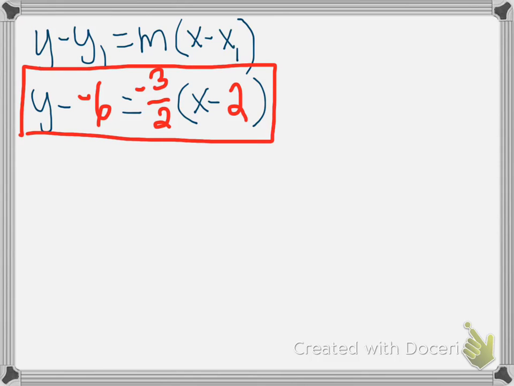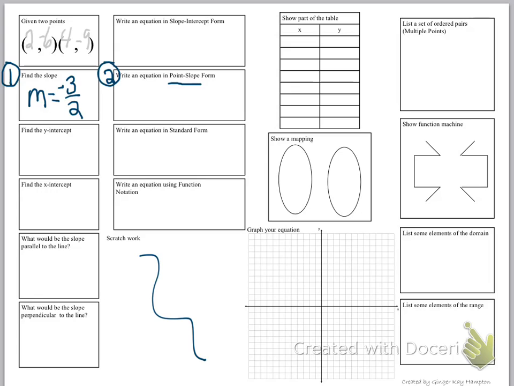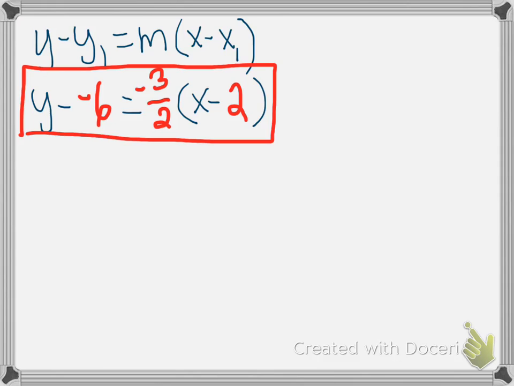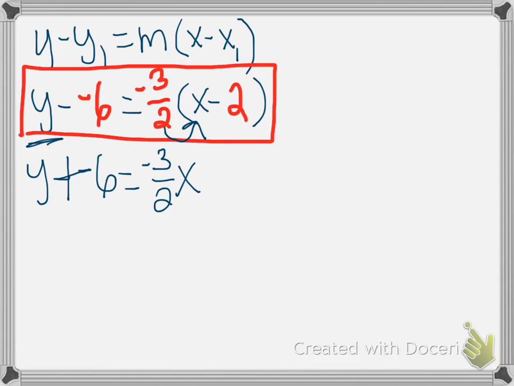So I'm going to go back and write it on my paper. y minus -6 equals -3 over 2 times x minus 2. And that's what I have here. Now I can take this problem and actually solve it and find out what y equals. So I'm going to solve it for y. I'm going to get y minus -6, well, double negative is going to be a positive, equals -3 over 2x, because I use the distributive property.